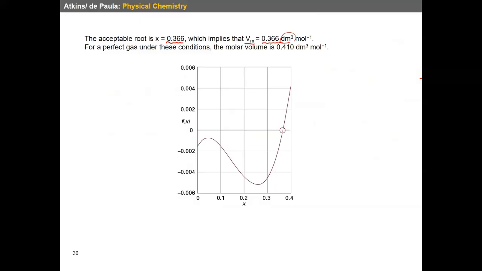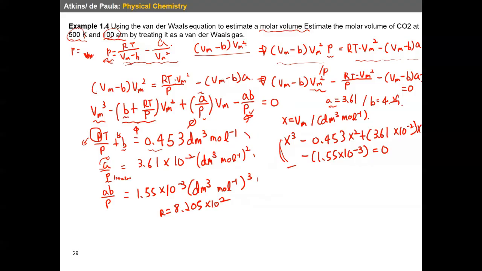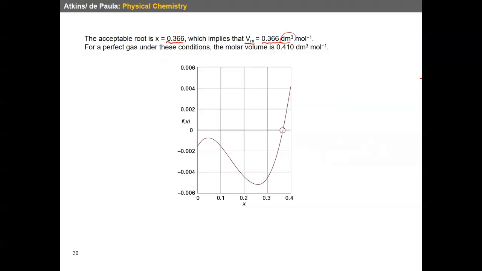So what does this mean? In this condition of the temperature of 500 Kelvin and the pressure of 118, the molar volume of the carbon dioxide is 0.366. But if we assume that this gas is a perfect gas and calculate this molar volume, we will have the value of 0.410. So there is some deviation from the true value between real gases and perfect gases.